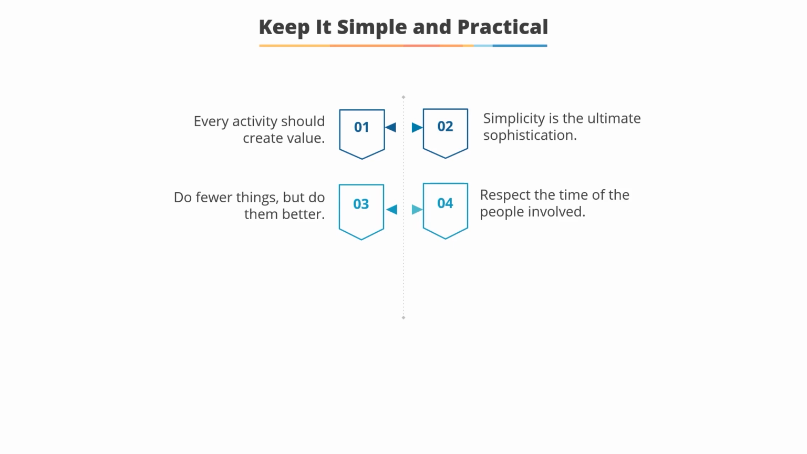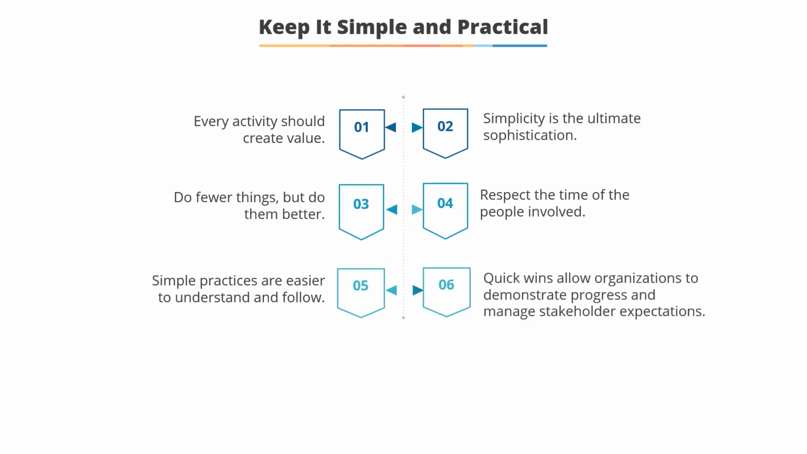A process that is too complicated and bureaucratic is a poor use of the time of the people involved. Easier to understand, more likely to adopt. To embrace a practice, make sure it is easy to follow. When improving daily operations activities, quick wins allow organizations to demonstrate progress and manage stakeholder expectations. Working in an iterative way with feedback will quickly deliver incremental value at regular intervals.